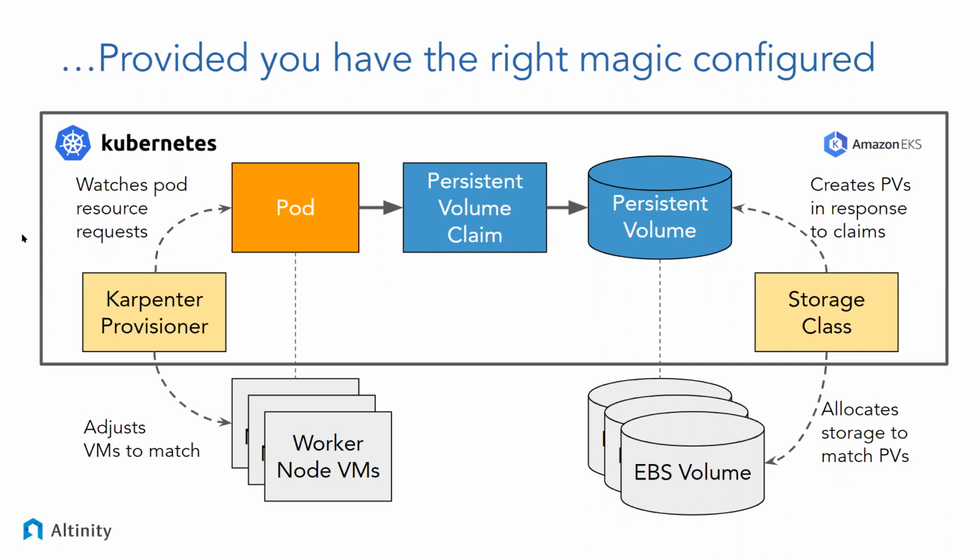And then the storage class or storage classes, when they see persistent volume claims, will create persistent volumes to match them. So in modern Kubernetes, there's a little bit of jumping around that's required. If you're using Kubernetes 1.23 or greater, you're going to have to add a CSI driver. But it's, again, fairly straightforward to do. And as long as you have it set up correctly, it works very well.